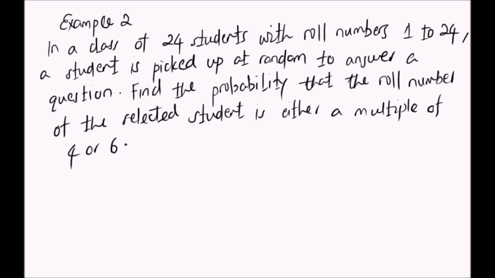So this is example 2. Example 2 says that in a class of 24 students with roll numbers. Unajua darasani wanafunzi wanapewaga zile namba. So this class watu walikuwa na roll number from 1 to 24. So in this class a student is picked up at random to answer a question. Find the probability that the roll number of the selected student is either a multiple of 4 or 6.